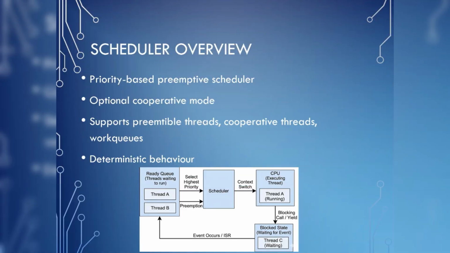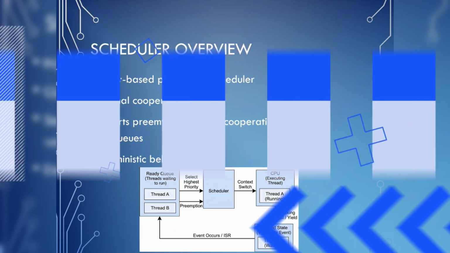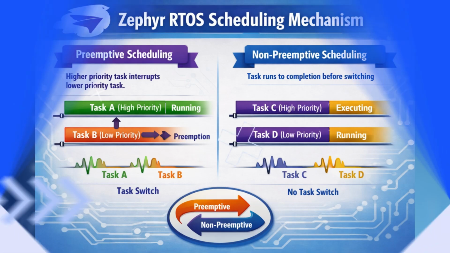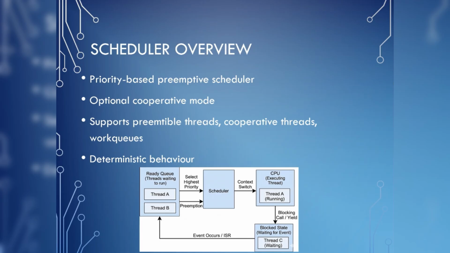Scheduler overview. The heart of any RTOS is the scheduler. Zephyr uses a priority-based preemptive scheduler. That means higher priority tasks will always interrupt lower priority ones, ensuring you meet real-time constraints. That means the highest priority task always runs first, no exceptions. Need low latency? Use preemptive threads. Need cooperative tasks for power saving? Zephyr supports that too.